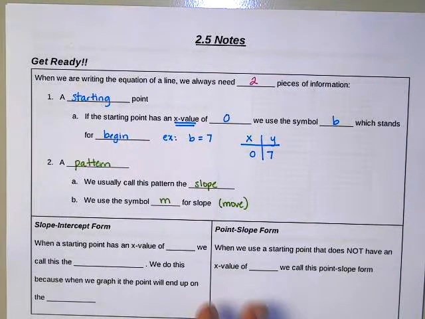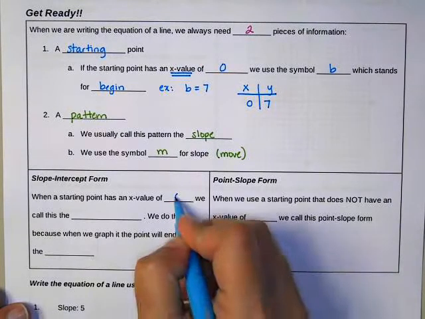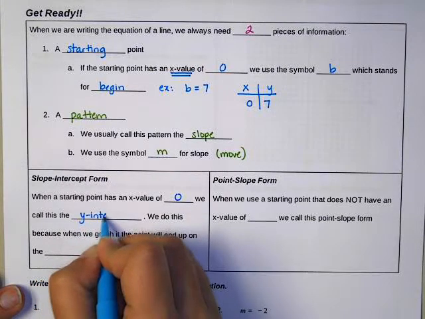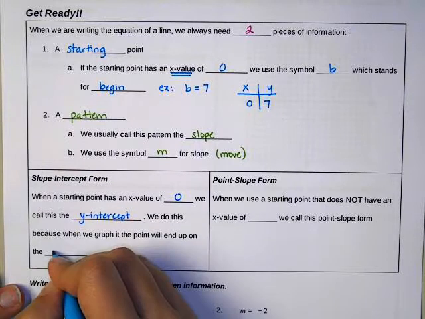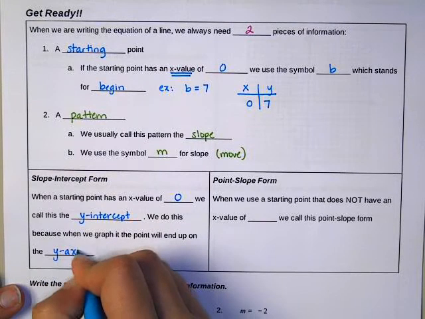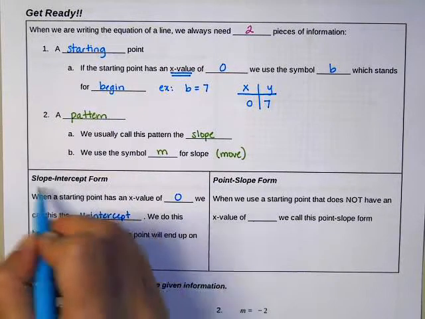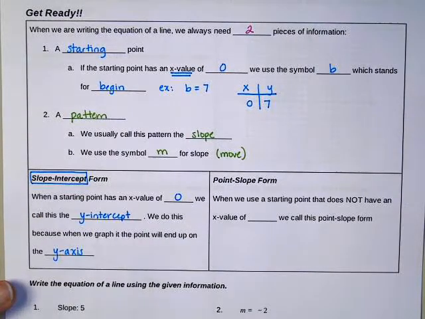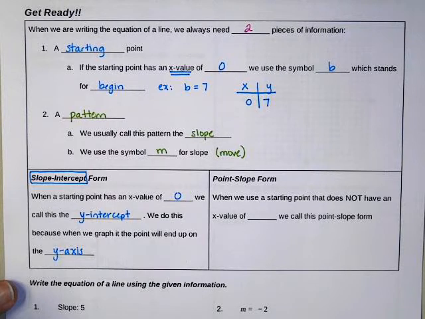Now, when we write these types of equations, we give them two different names. When the starting point has an x value of 0, we call it the y-intercept. We do this because if we were to graph the point, it's going to end up on the y-axis. When that happens, we call this equation slope-intercept form, because the two pieces of information we have are the slope and the y-intercept.